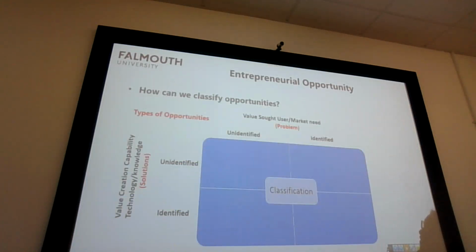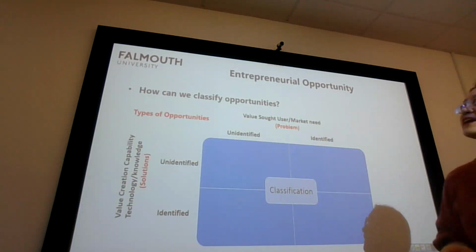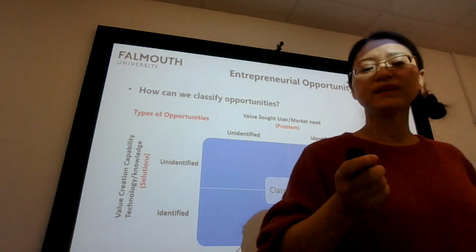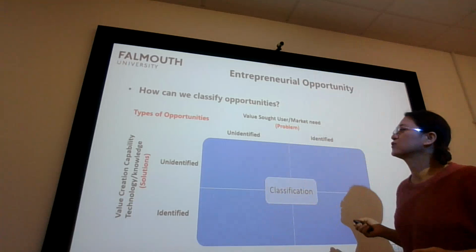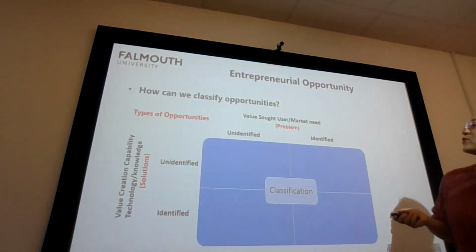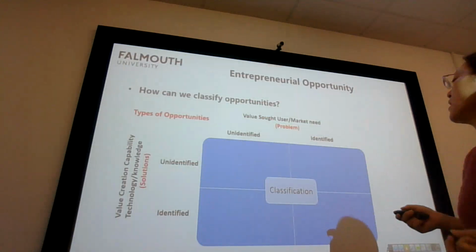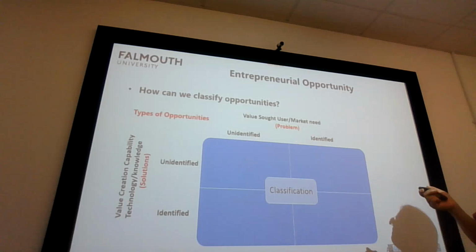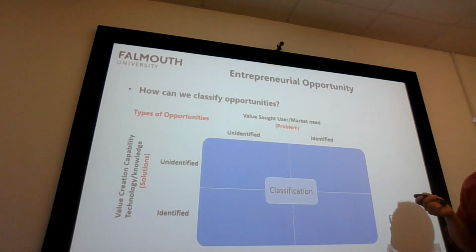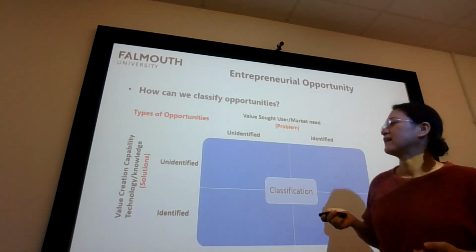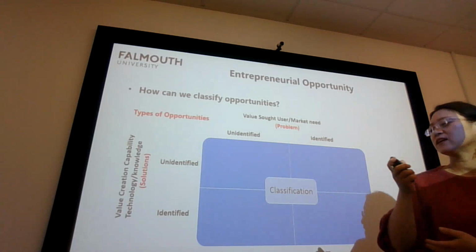Okay, let's go on. How do we classify opportunities? Here, I introduce a 2 by 2 matrix to help us understand how to classify opportunities. This dimension is about the problem, unidentified and identified. And this dimension is about the solution, unidentified and identified. So let's take a look.